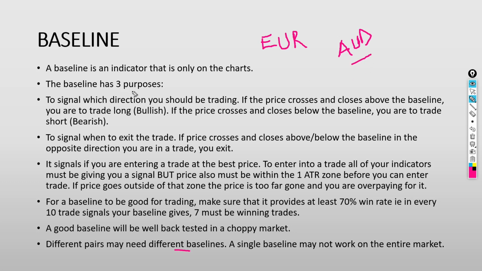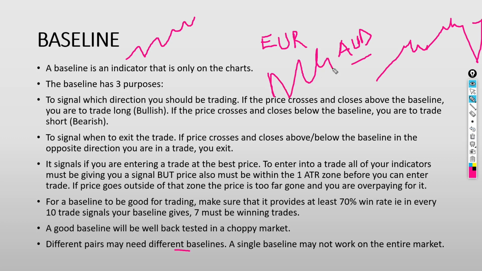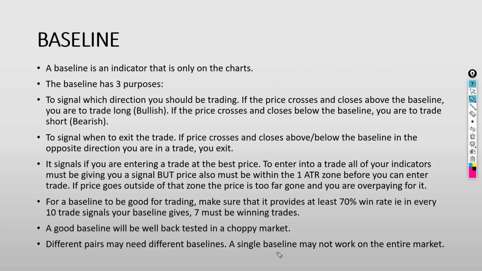So they move differently. There are pairs which are always smooth, they pick a trend, but there are pairs which move once, then consolidate, and then move, and then they consolidate, and then they drop, then they go back again, and that is how they move. But there are pairs which are always choppy in most cases. So different pairs might need to be used with different baselines. So a single baseline may not work on the entire market.